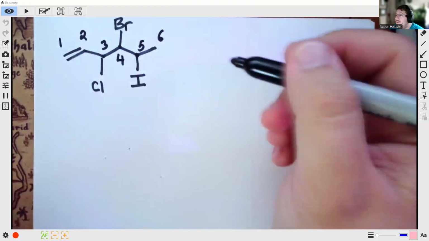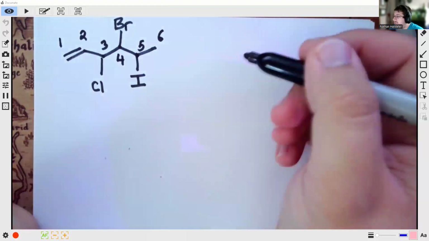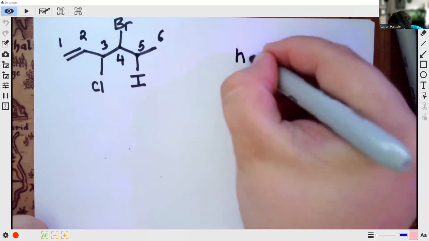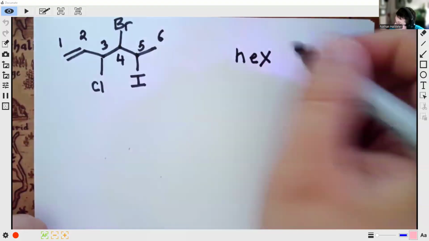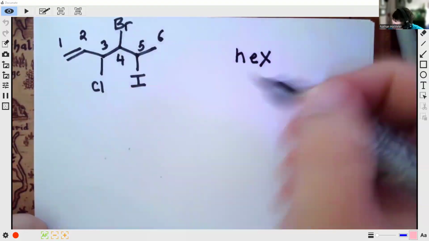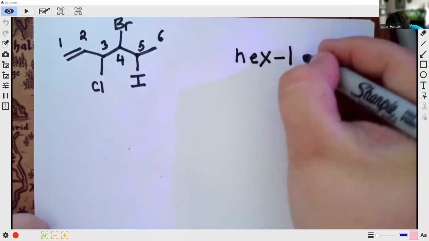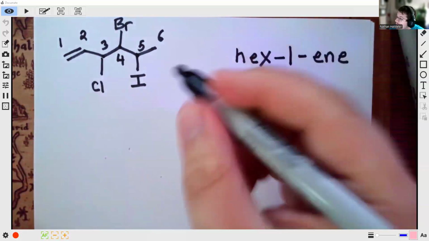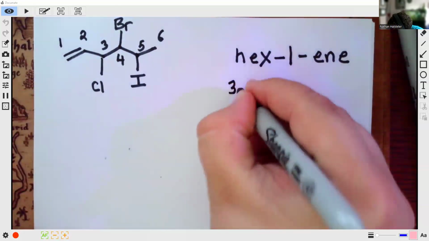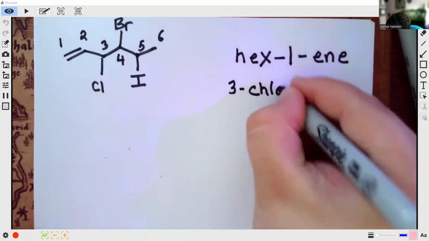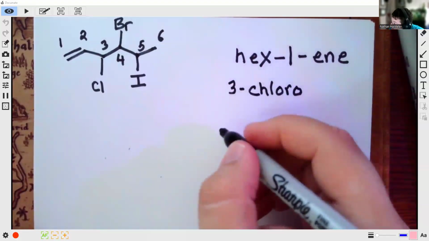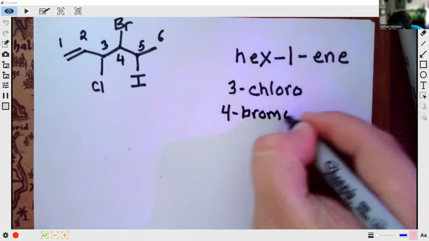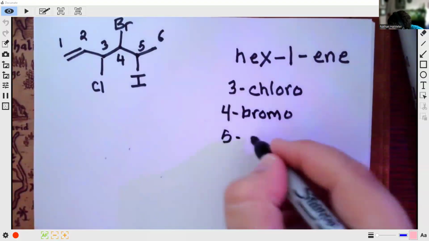So remember, there's two different ways to name alkenes, the old way or the new way. I'm going to go about the new way. So we should have a hex. Our double bond starts between carbons 1 and 2. So hex-1-ene is what we would put for our base name. From there, we have a 3-chloro, a 4-bromo, and a 5-iodo.